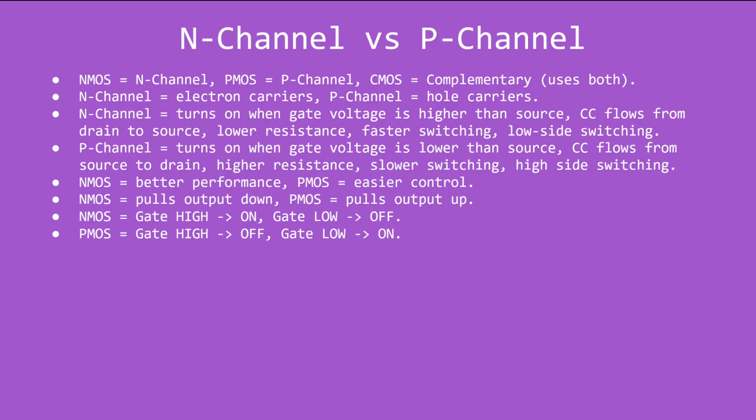P-channel turns on when the gate voltage is lower than the source. Conventional current flows from source to drain. Higher resistance, slower switching, high side switching. So N-channel, better performance, but P-channel has easier control. N-channel pulls the output down, P-channel pulls the output up. With N-channel, when the gate is high, it's on. When the gate is low, it's off. And then P-channel, when the gate is high, it's off. And when the gate is low, it's on.